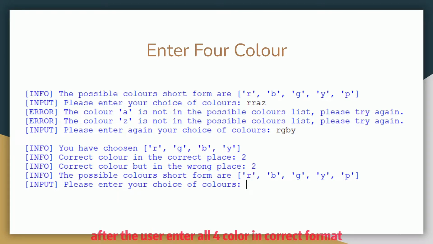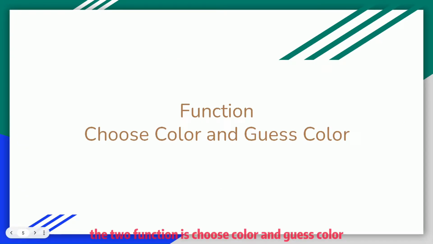After the user enters all 4 colors in correct format, the program will let the user know how many correct colors are in the correct place and how many correct colors are in the wrong place. This checking and calculation is done by two functions. The two functions are chooseColor and guessColor. ChooseColor is a small function which will be called by guessColor.